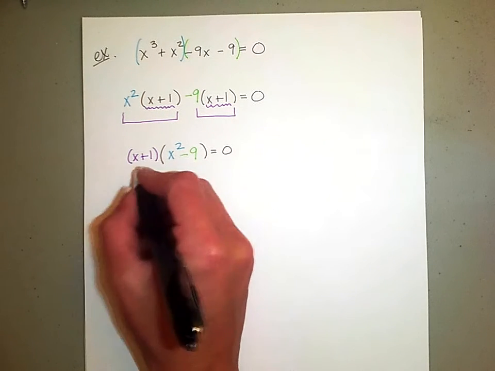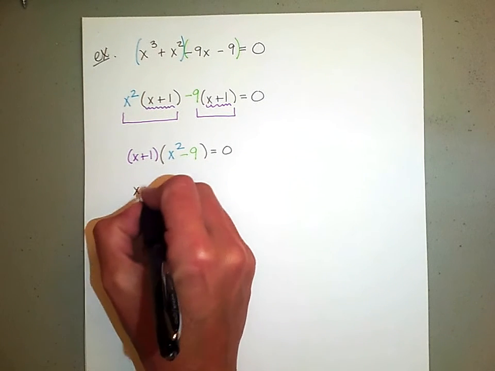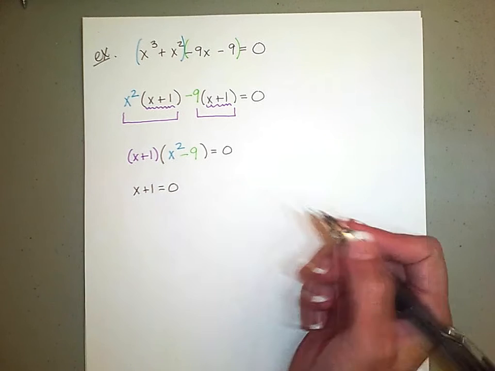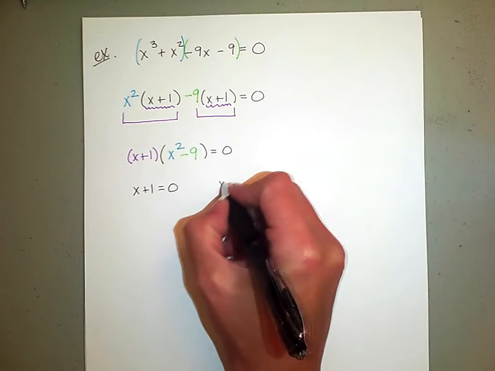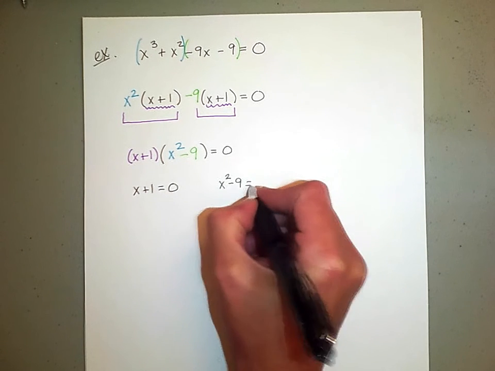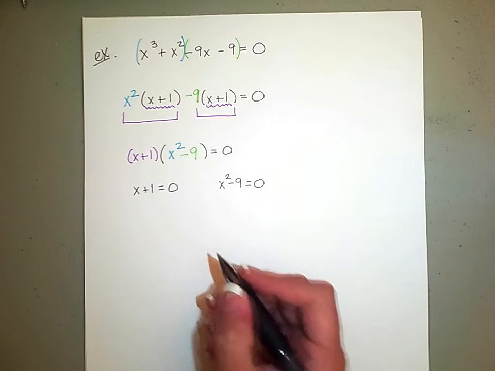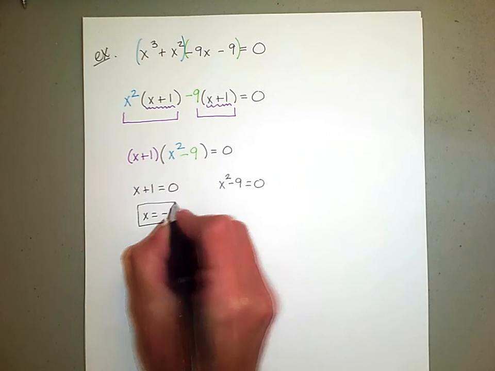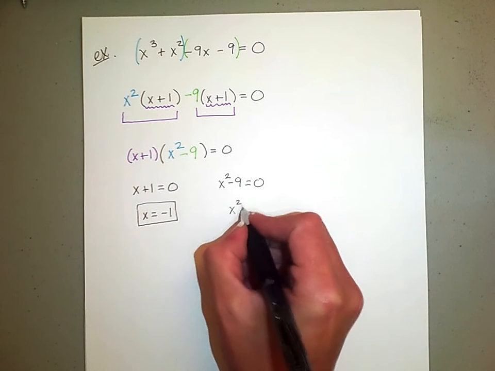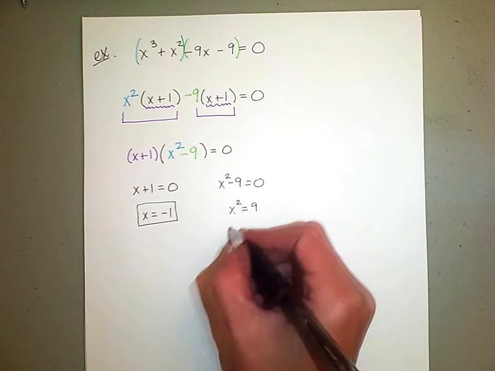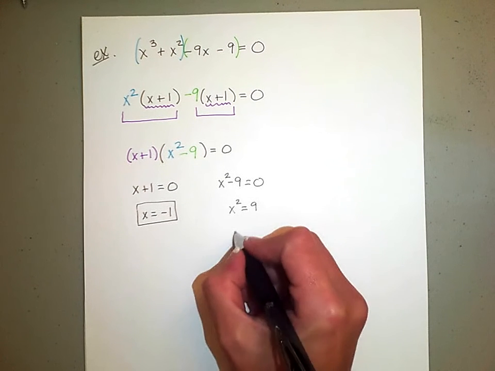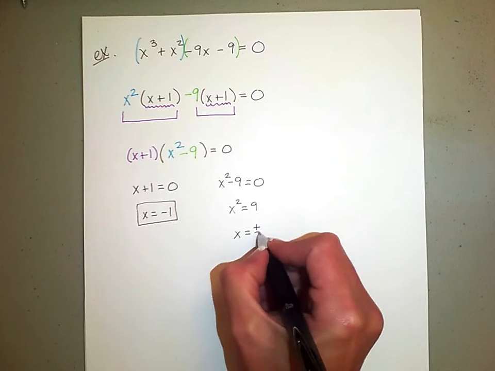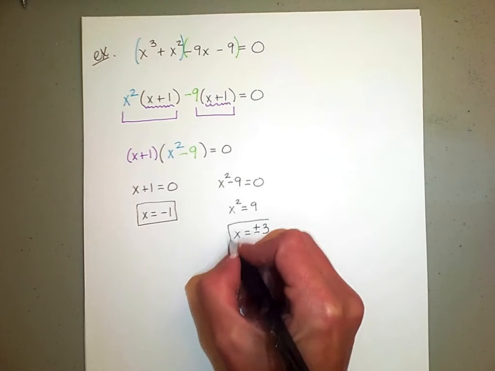So now I have 2 things multiplied together, and using the zero product property, then either the first equals 0 or x squared minus 9 equals 0. In this case, x is equal to negative 1. And here we would get x squared is equal to 9. And then taking the square root of both sides, x would be equal to plus or minus 3.